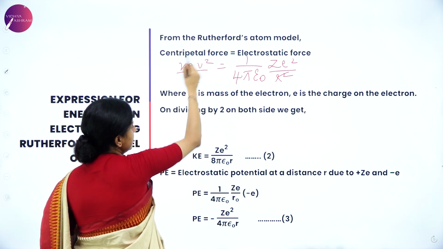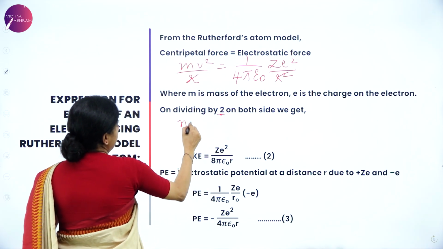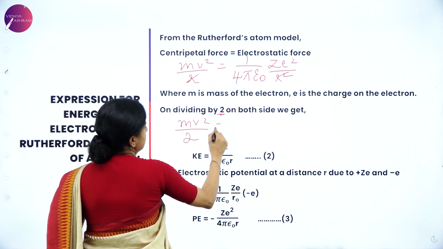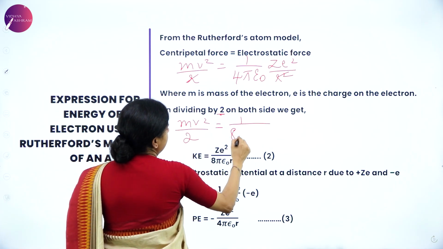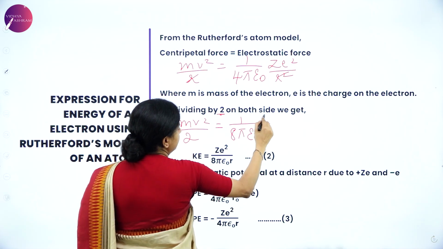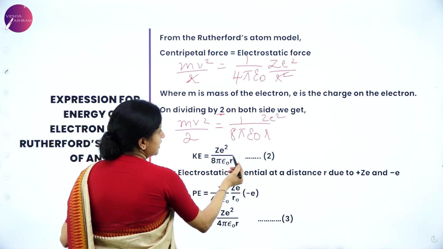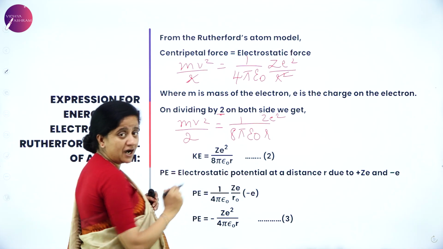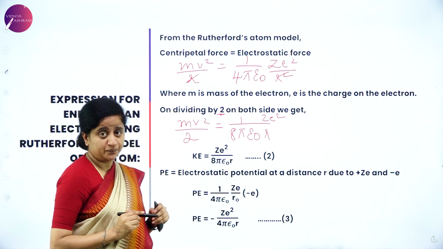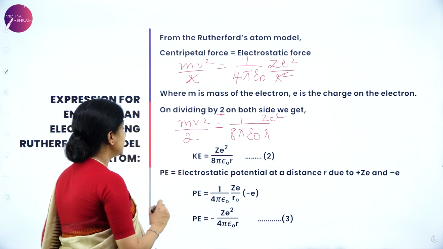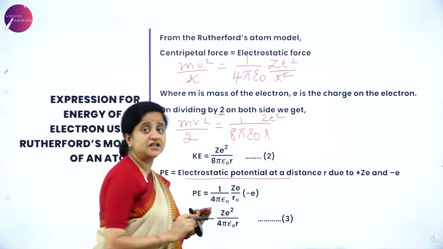Now we can divide this entire equation by 2, and we get mv square divided by 2 is equal to 1 divided by 8 pi epsilon naught r into Ze square. So this can even be written as Ze square divided by 8 pi epsilon naught into r, and that is my equation 2.